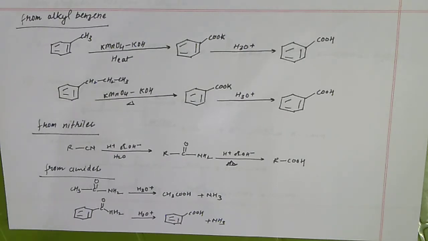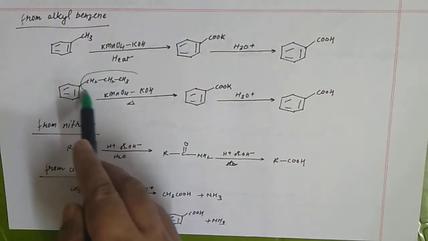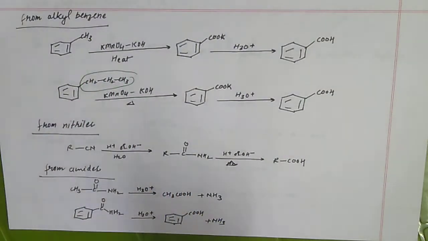We are taking toluene. If you heat toluene with potassium permanganate, it will give the sodium salt of benzoic acid, which on hydrolysis will give benzoic acid. No matter whether the benzene is attached to a methyl group, butyl group, or propyl group, the full chain will always be oxidized into the carboxylic acid.